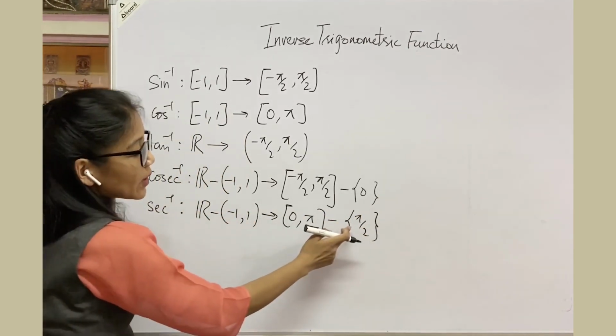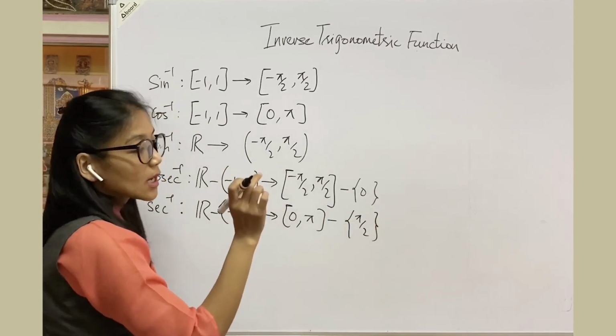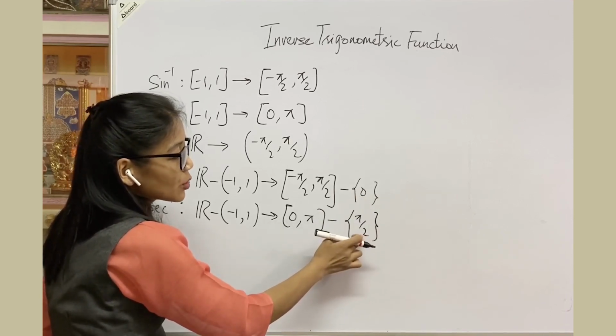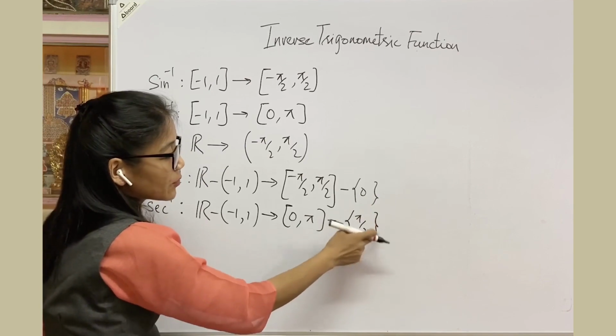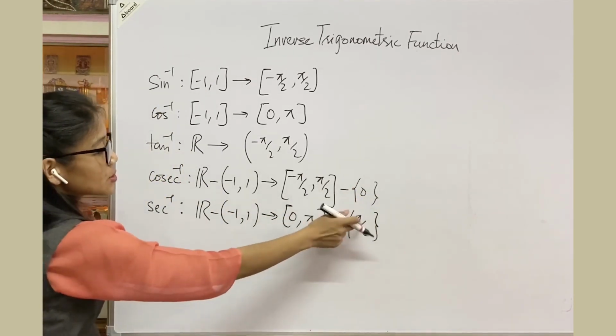Now why are we taking this bracket? Because it is the bracket for a set. We are listing out the elements. Here we are excluding only 0, and here we are excluding only π/2. So this is the bracket we use for a set. You cannot use another bracket for writing these 2 elements.